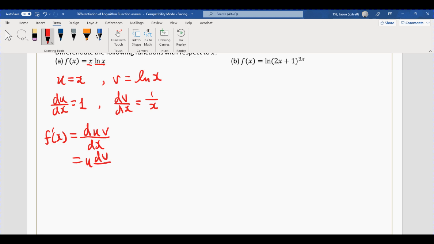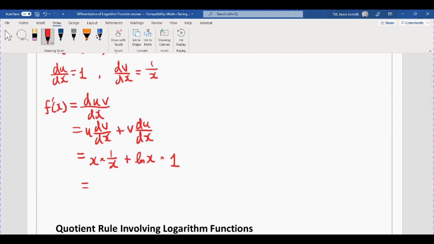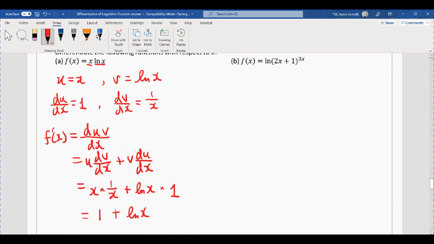Okay, so here's the product rule. u is just x and v is log x, and dv over dx is 1 over x. Be careful about the substitution. du over dx is 1. So that means you have x times 1 over x, which is 1, plus log x. That's it. Okay.